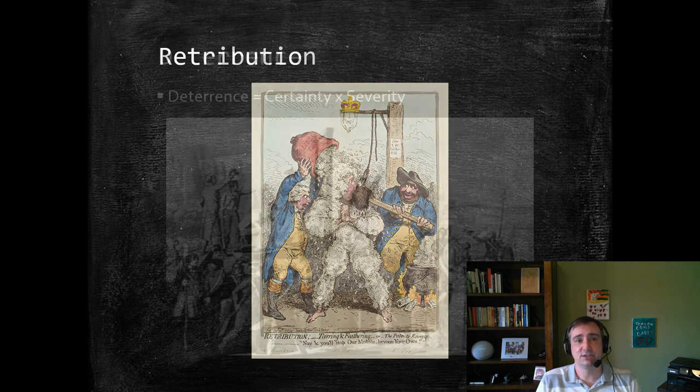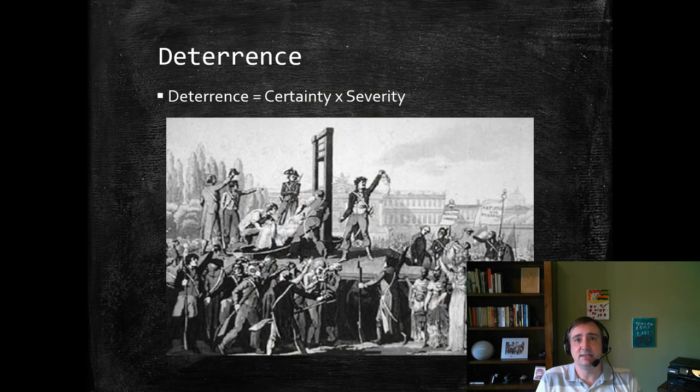The other is deterrence. Deterrence can be expressed by a very simple mathematical equation. It doesn't fully capture all the odds and ends of it, but it's that the certainty of punishment times the severity of the punishment equals the amount of deterrence that exists. And deterrence here means discouraging people from committing this sort of crime in the future. It's very forward-looking, whereas retribution is very backward-looking.